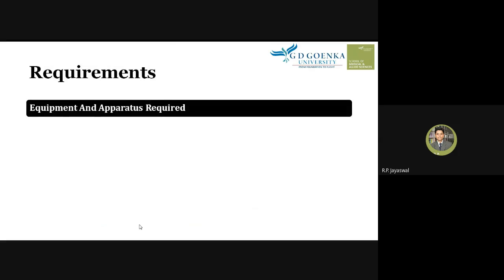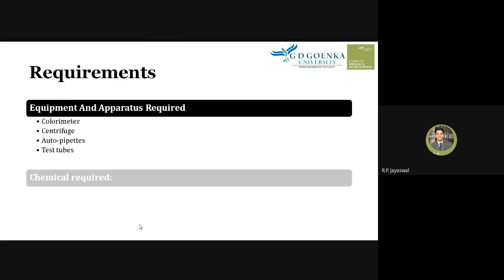We are studying the experiment estimation of triglycerides in serum, and the requirements we need to procure are the colorimeter and the centrifuge. The role of the centrifuge is to separate serum from the blood sample. The autopipettes will help you to pipette a specific volume of reagents and sample, and the test tube is for mixing the sample and the reagents.